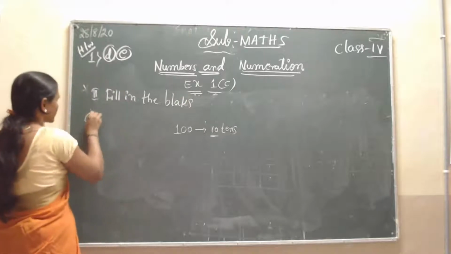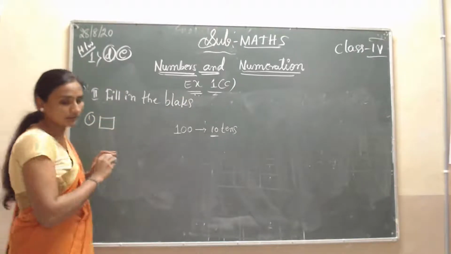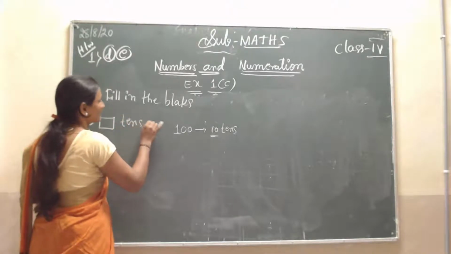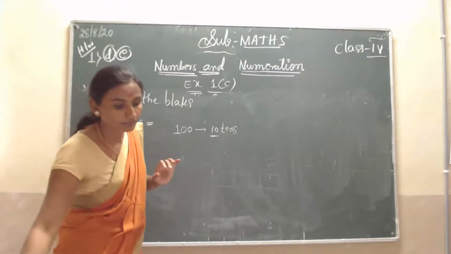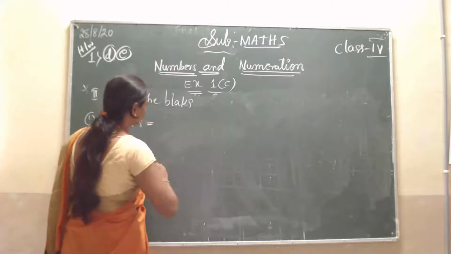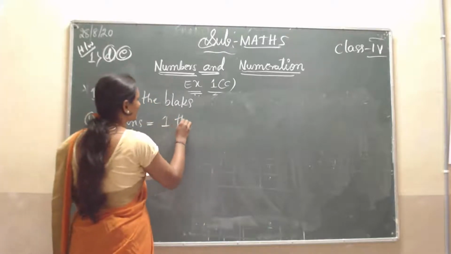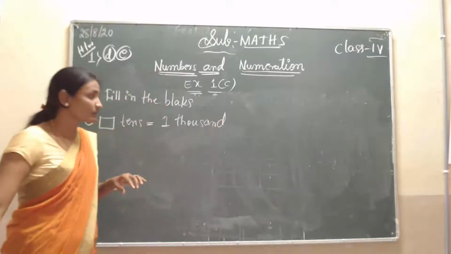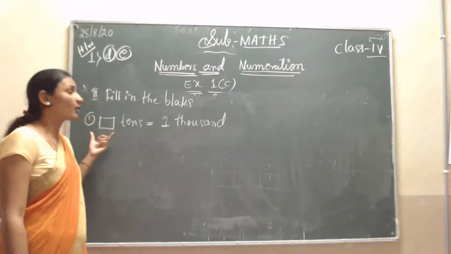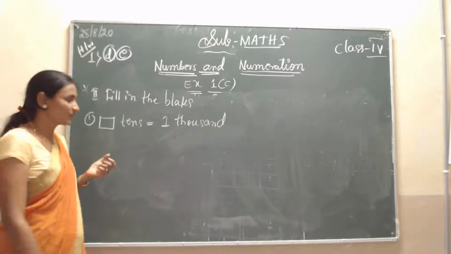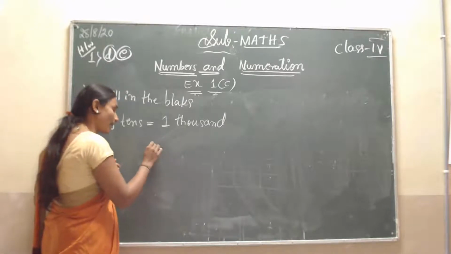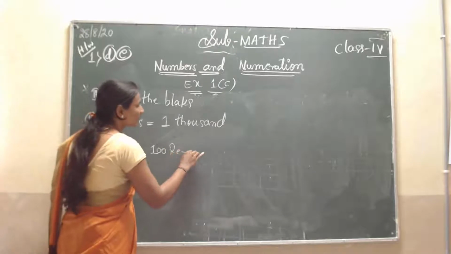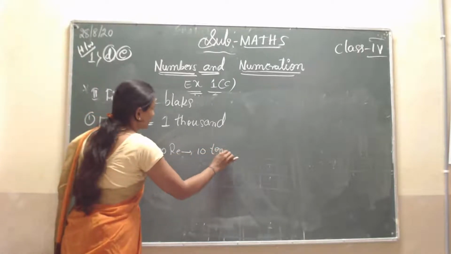So the question was the first one: fill up the blanks. 10 tens is equal to blank. 1,000 means how many tens? Just recall, 100 rupees means 10 tens.